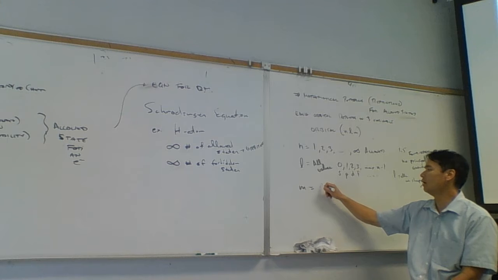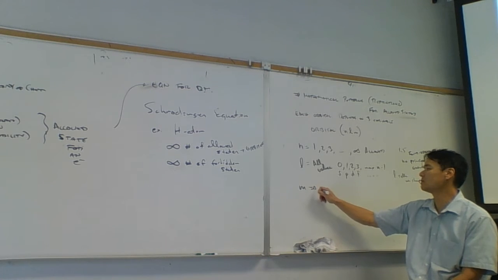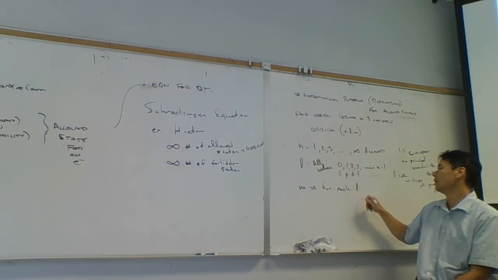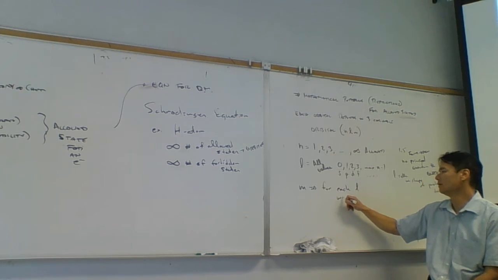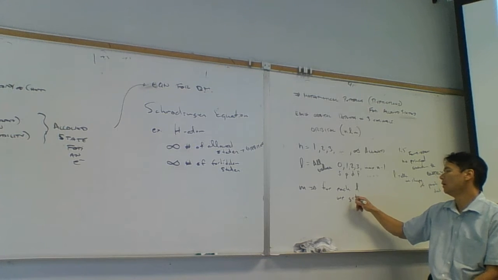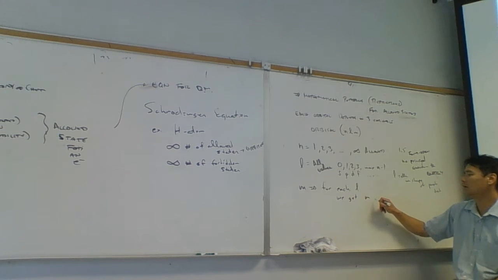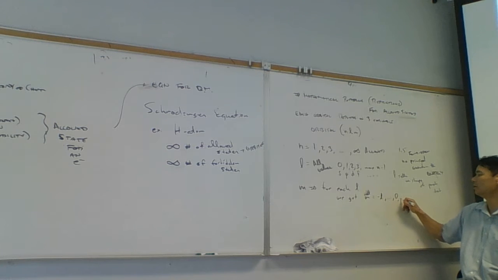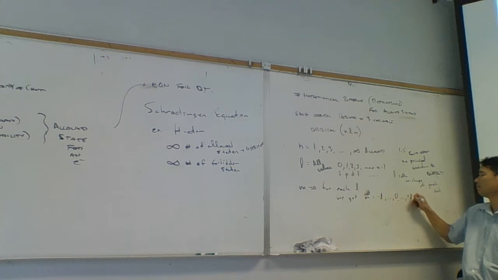m is going to take on values depending on the l. For each l value, we get m values that are going to range. We'll take all m values from minus l, dot, dot, dot, to 0, dot, dot, dot, to plus l. And so it depends on what the l value is.